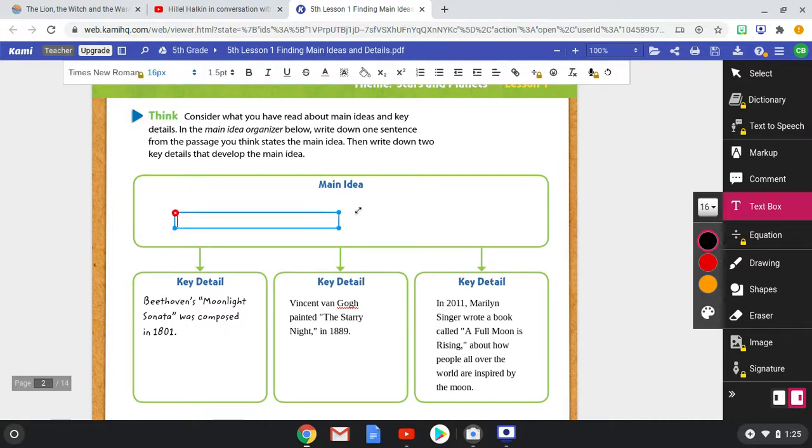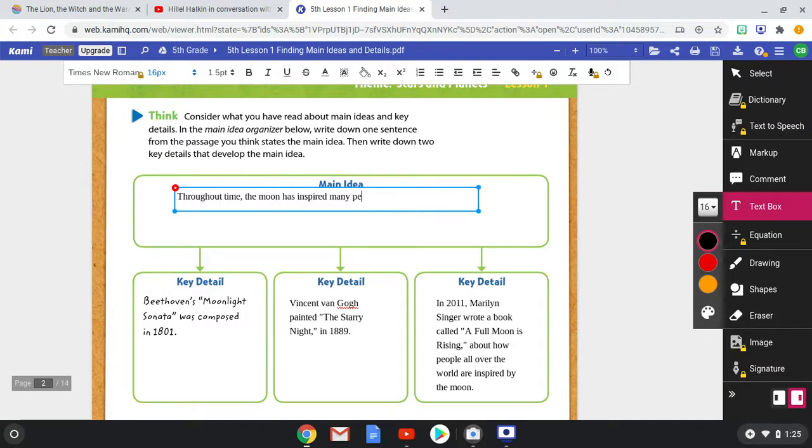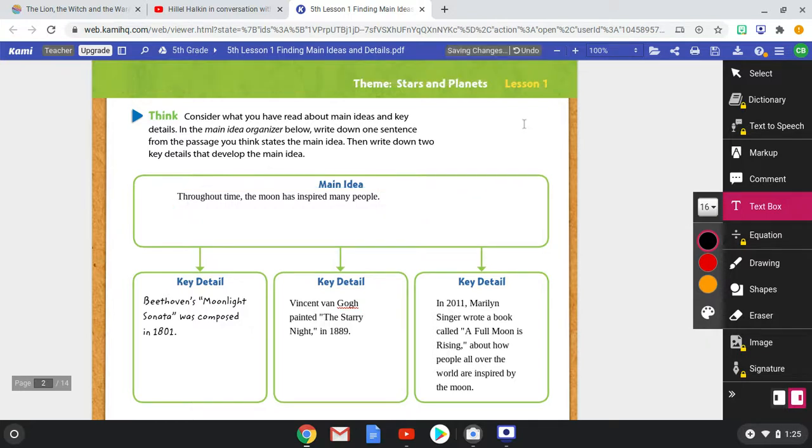All right, so throughout time, the moon has inspired many people. Okay, so I have my main idea and my three key details. And that's going to be it for this lesson.